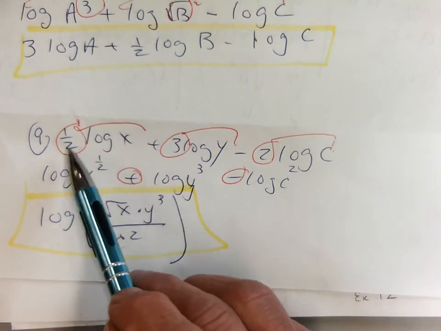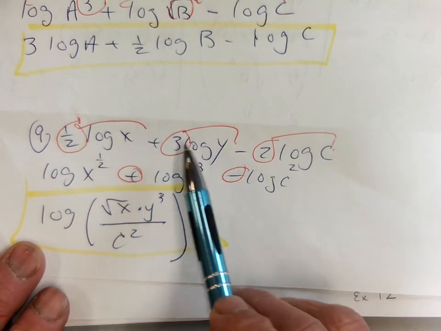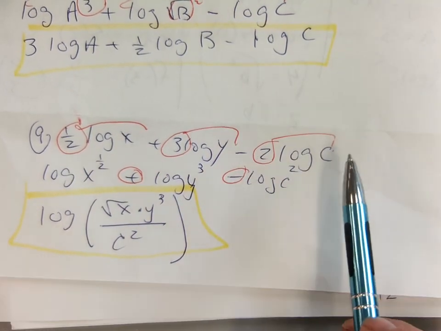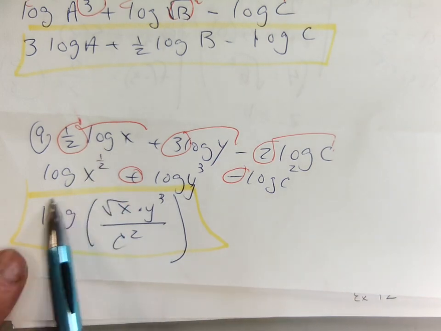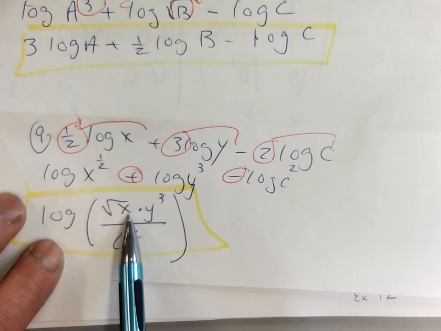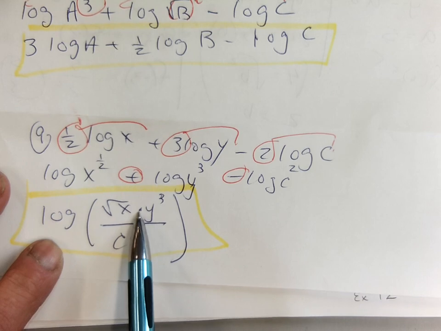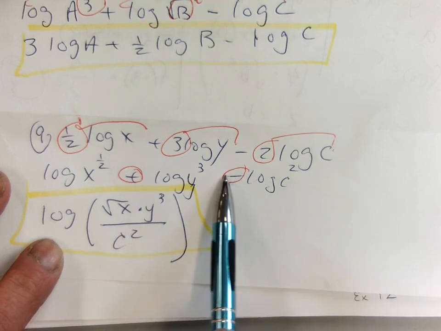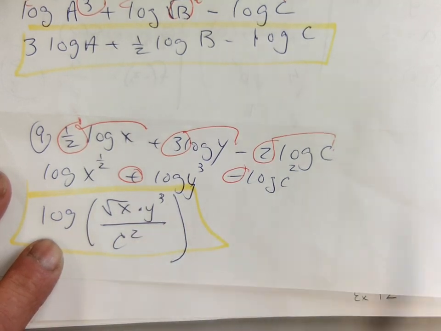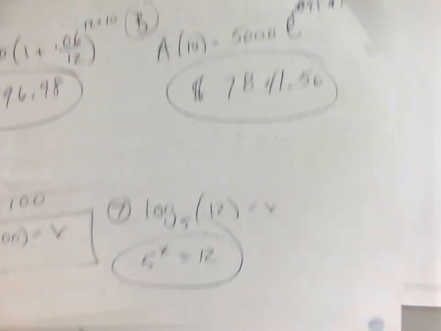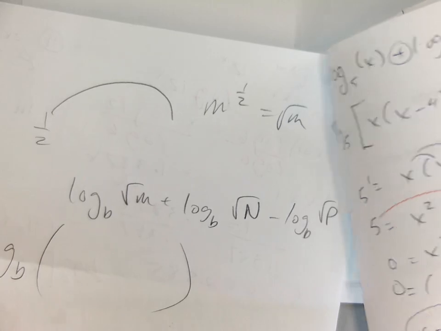So the first thing I did is I brought back my exponents, half, brought back my third, brought back my 2, and then I brought it together as a single log. That's the same thing as square root. I know because it's plus, it's multiply, y cubed, and then because that's subtracting, it's divide by c squared. Okay, I'm looking through this pretty quickly because you're going to work on this, but you can check your answers.